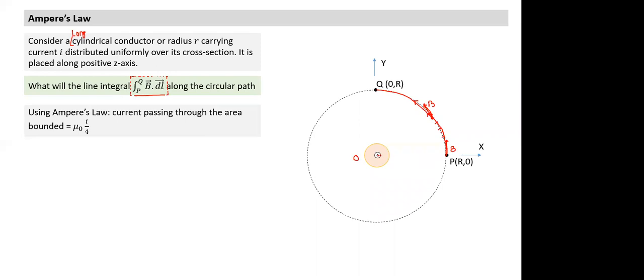So if I complete it like this, if I join like this, it becomes a closed loop and current is enclosed. So if I take this path and this path, the problem is I want to evaluate B dot dl only along this path. But if I apply Ampere's law here, the term becomes P to Q along the circular path B dot dl. Then there are some more terms here, Q to O and O to P.